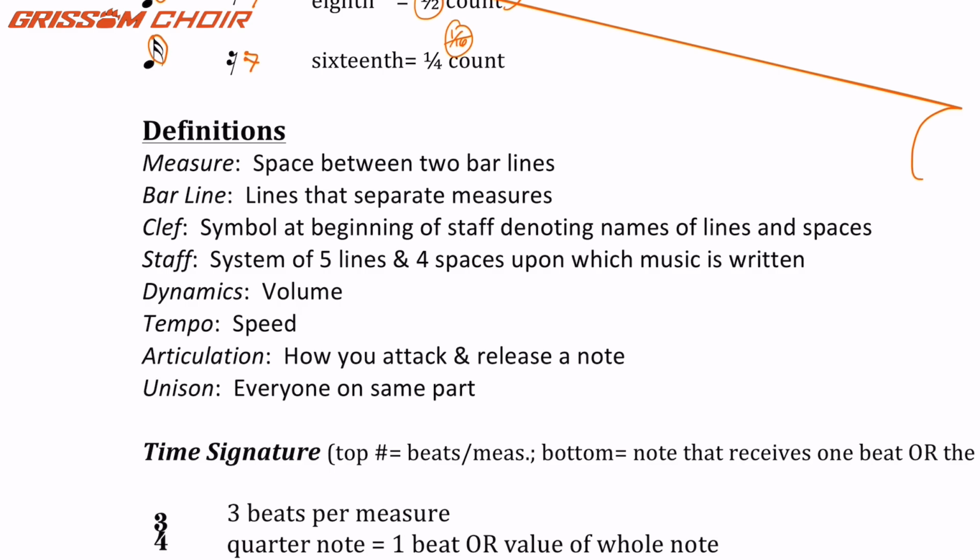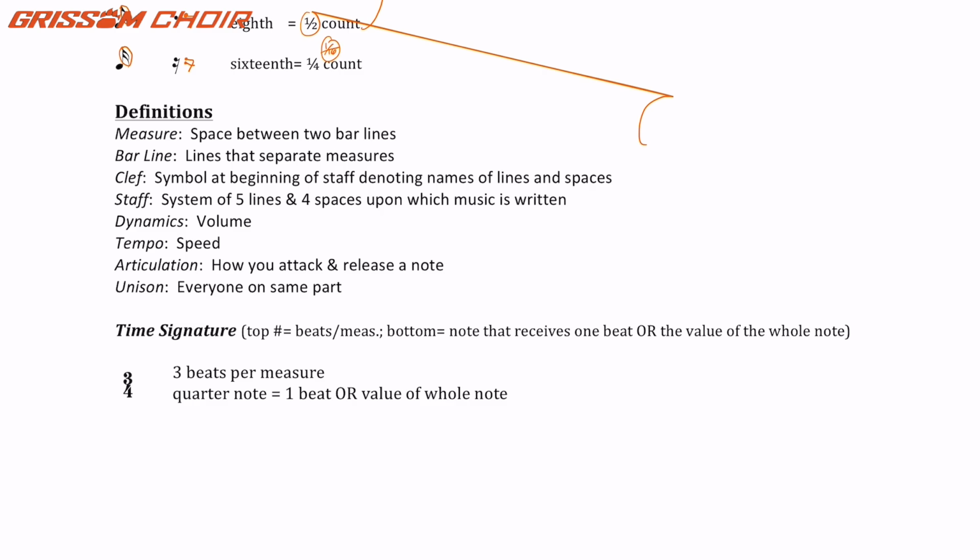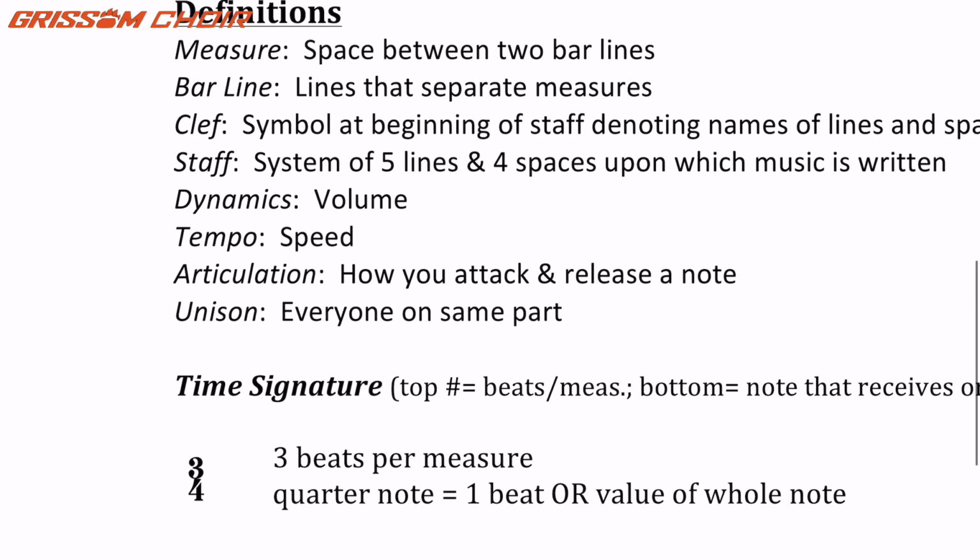Articulation is how you attack and release a note. Later on, we'll discover different kinds of articulations that we can have as singers. But right now, we just got to know that articulation is how we attack and release a note. And unison, sometimes you may see it as UNIS, period. That is everyone singing on the same part, rhythmically and on pitches.